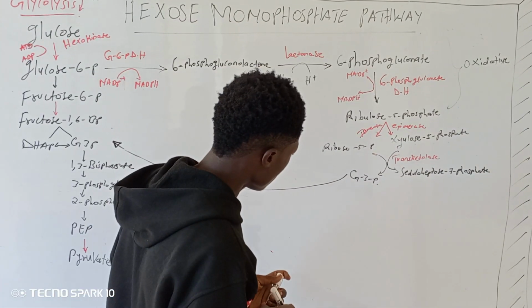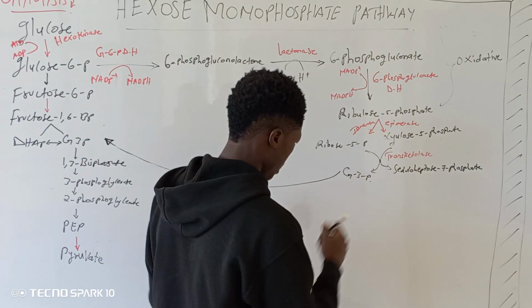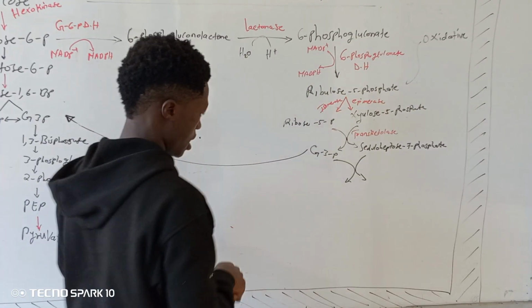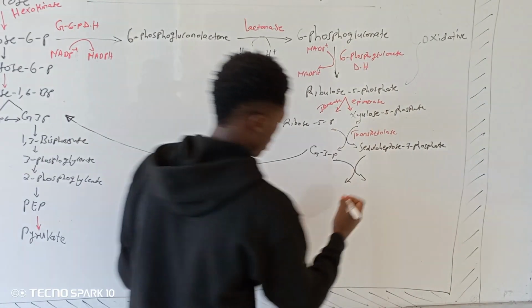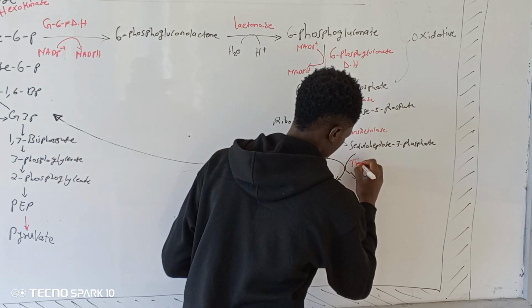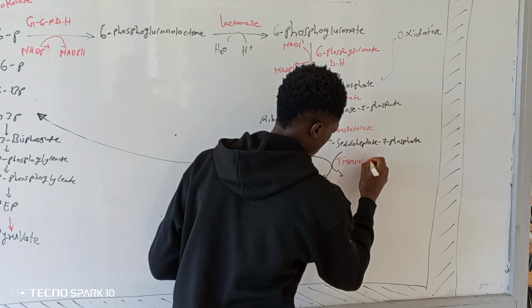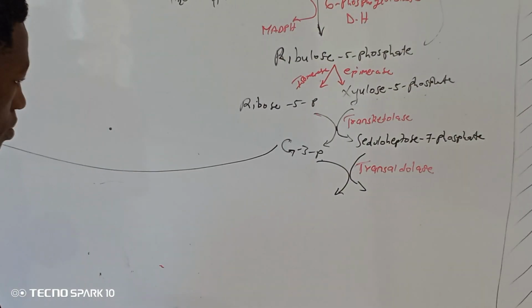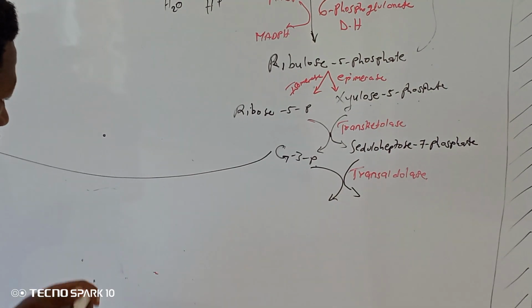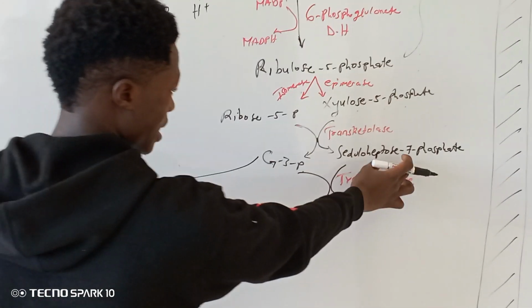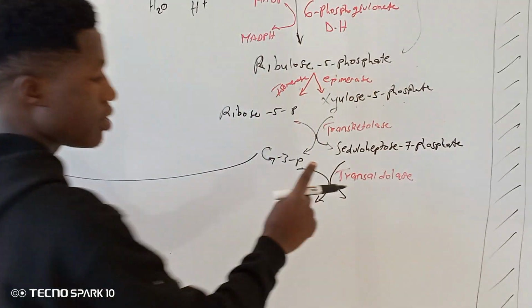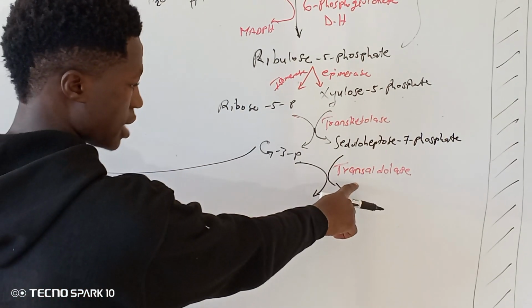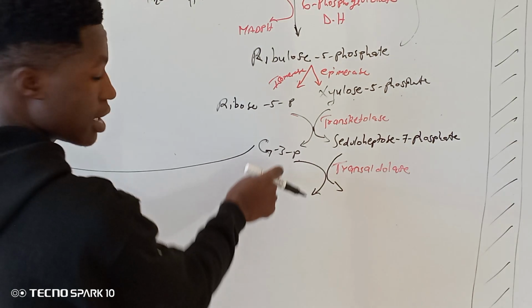Now, these two can again react. Let's see what they're going to give us. In the presence of an enzyme called transaldolase, now they are going to give us what? This transaldolase enzyme is going to take 3 carbons from sedoheptulose 7-phosphate. I told you it has 7 carbons. So this enzyme is going to take 3 carbons from this one and give it to this one.